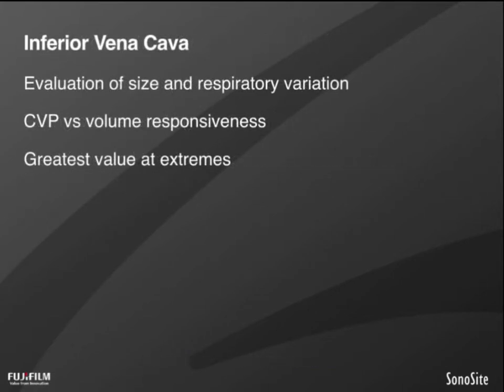Lastly, let's talk about the IVC. Now, the IVC is used for many purposes, some more legitimately than others. We use the IVC frequently to look at its size and its respiratory variation so as to inform us about whether a patient may be volume responsive. That is, if we gave them volume, would their cardiac output go up? Also, we use it to gauge what their central venous pressure might be.